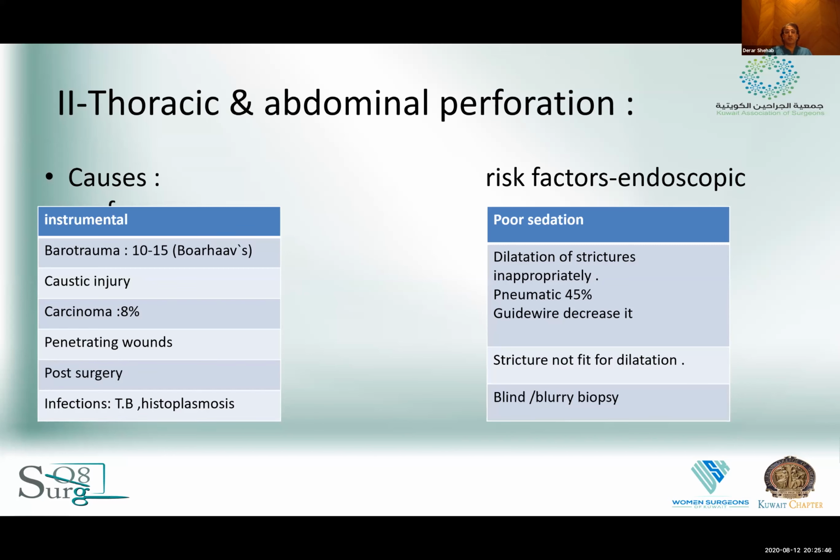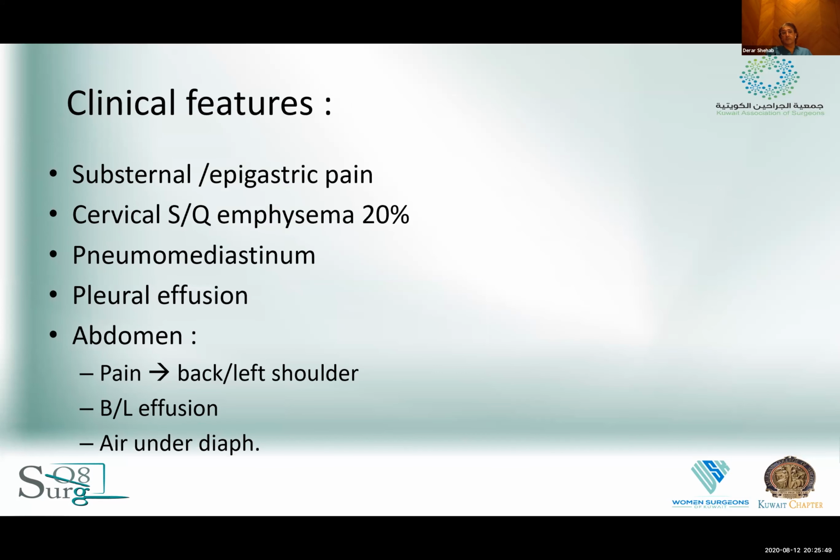Perforation in the abdomen and the chest presents with substernal and epigastric pain that may radiate to the back or left shoulder. Subcutaneous emphysema is evident in 20% of the cases. And of course, pneumomediastinum is also a sign on chest x-ray. If the perforation is in the chest or lower esophagus and is delayed, the mediastinal pleura may open up, and the patient will present with a pleural effusion.